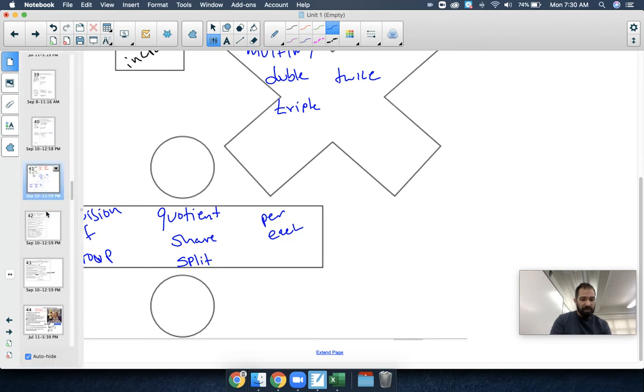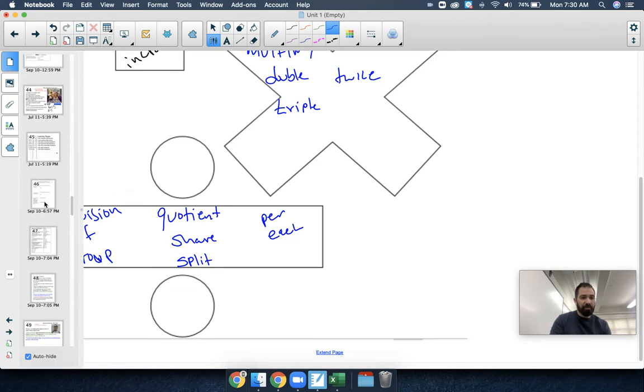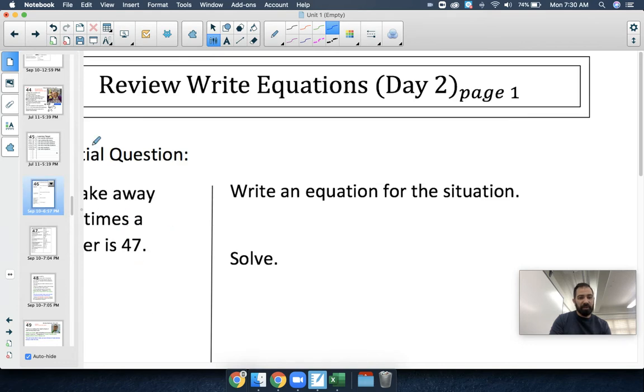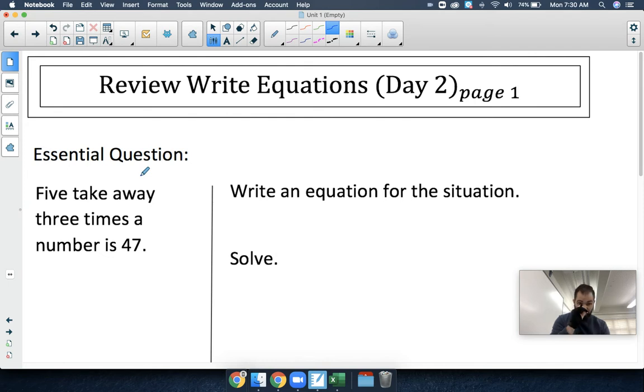Let's jump into our last section. This is the part 2 notes. Just another quick example of what we are doing with writing equations. We have 5 take away 3 times a number is 47. Well, if we want to do 5 take away 3, we're going to start with 5. And we're going to take away 3 times a number, and we know that is 47.